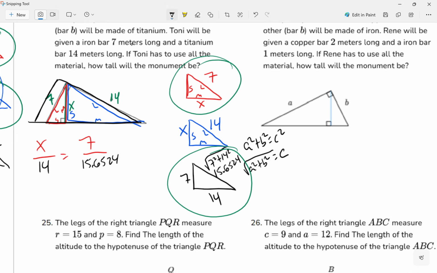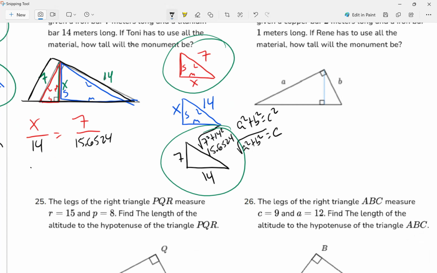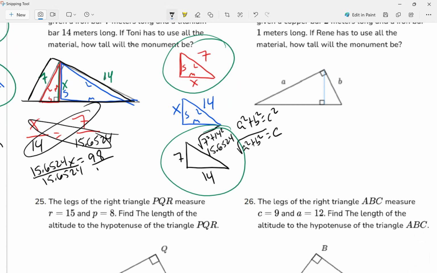Now I'm just going to cross multiply. I have that 15.6524x is equal to 98. Right, I just cross multiplied. Divide both sides by 15.6524. Going to round it to two decimal places. I'm going to call this 6.26. Oh, a little more interesting. Became a little more interesting.